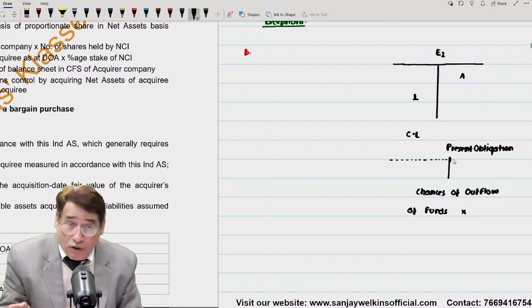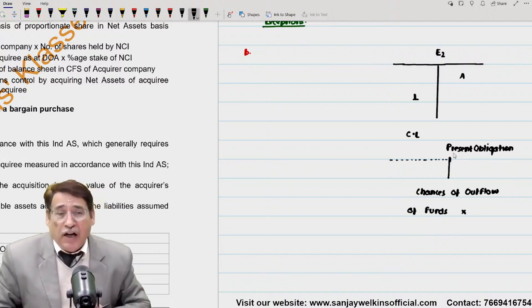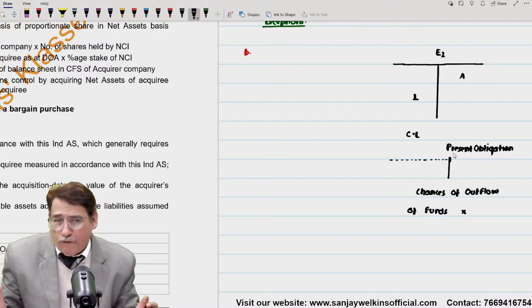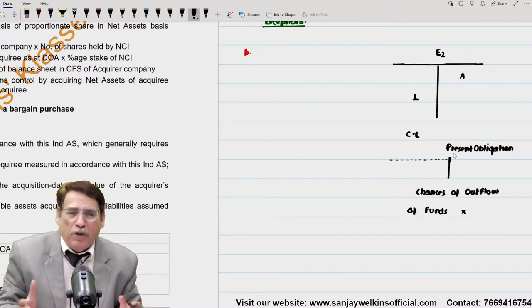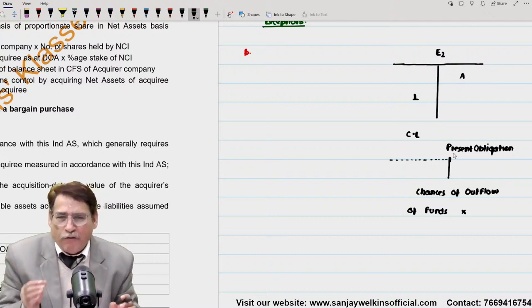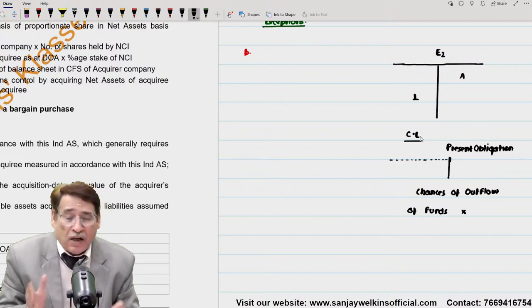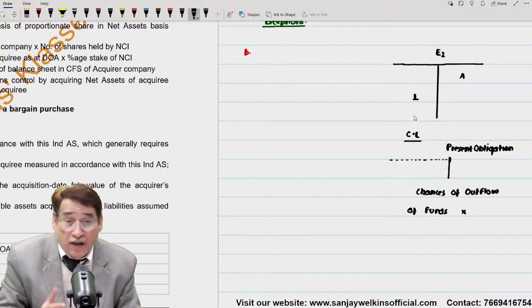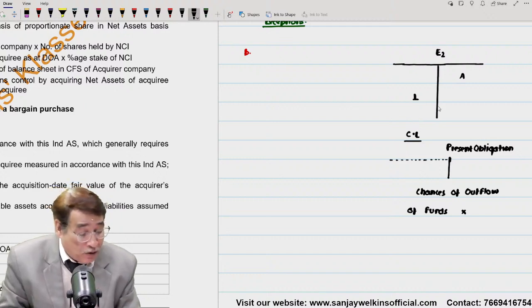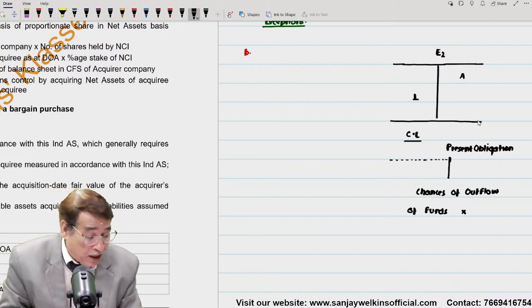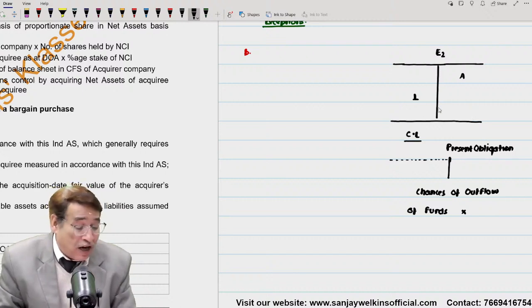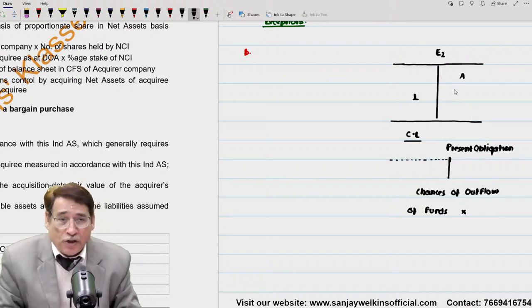So if there is an obligation and we feel that there will not be any outflow of funds and the probability of outflow of funds is very slim, very less, we consider it as contingent liability. And contingent liability is always reflected as a footnote, correct? That means it is not recorded in the balance sheet. This is the balance sheet. This item is not appearing in the balance sheet.